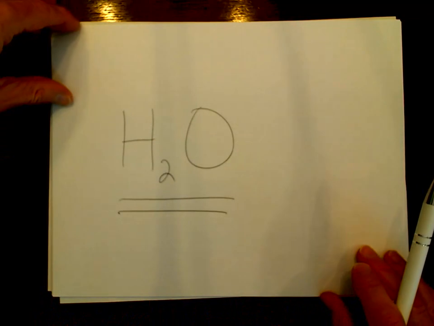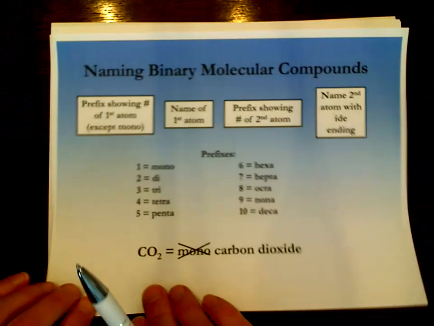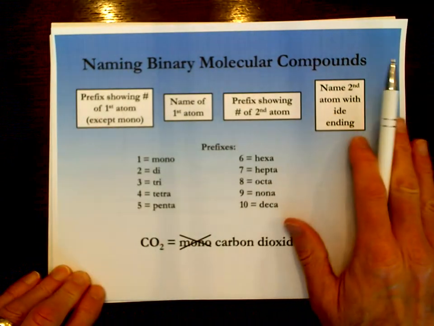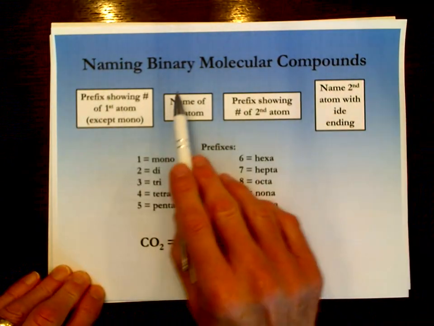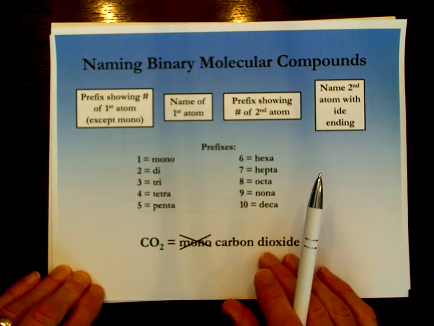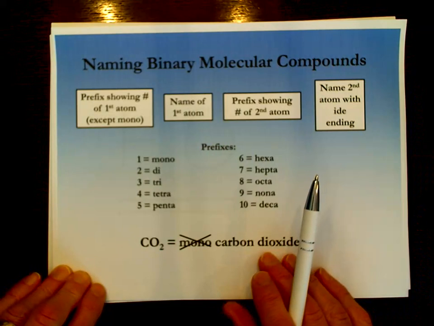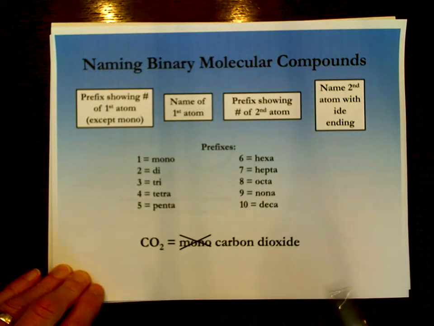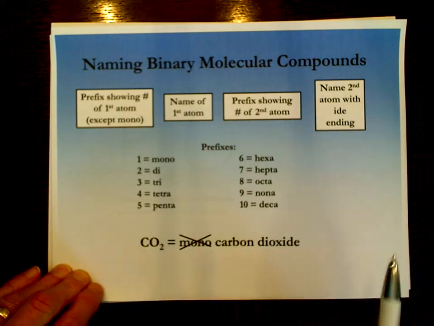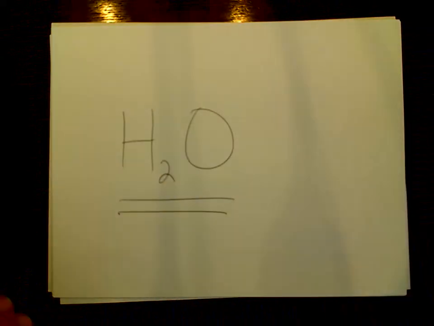Now, one thing we need to recognize when naming binary molecular compounds is that there's a completely different naming system for binary molecular compounds than there is for ionic compounds. And when you come across a compound, you're not always going to know which is which. Well, how do you tell the difference? Well, here's the way you do it.